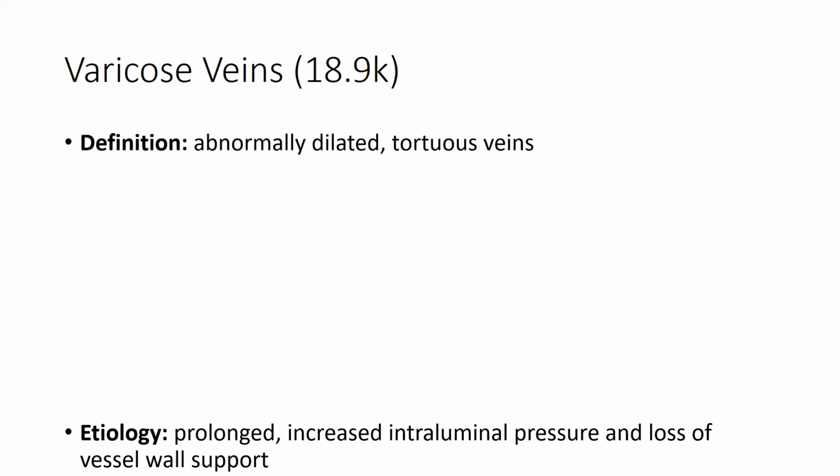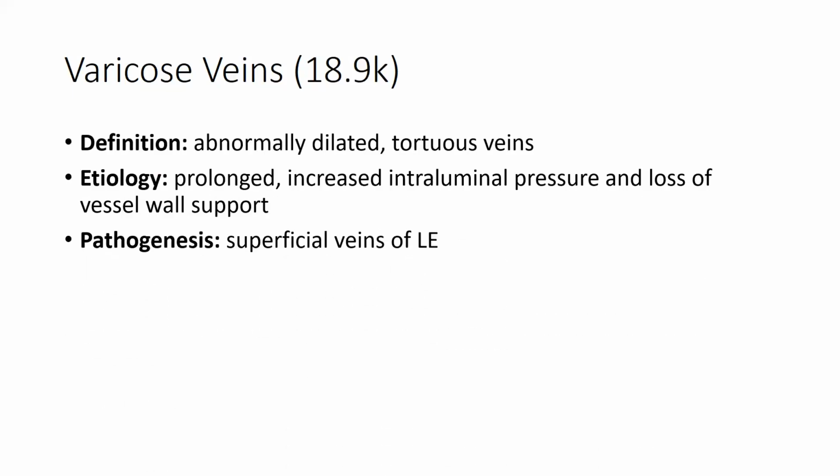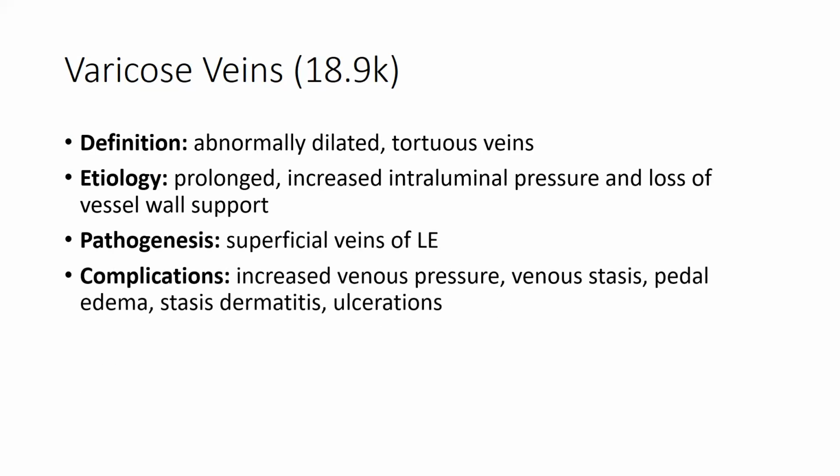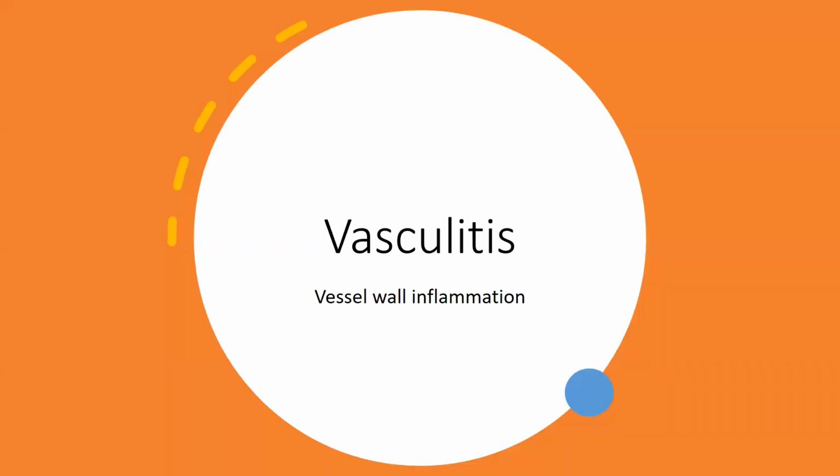Varicose veins. These are your abnormally dilated, tortuous veins. Really, the big piece here is these are superficial veins of your lower extremity. These are not the deep veins. That's why it's different than DVT. You'll see increased venous pressure, venous stasis, edema, stasis dermatitis, or ulcerations, right? You're having insufficient blood flow back up to the heart. Female gender, family history, obesity could all be risk factors, sedentary lifestyle, we could keep going. Some people just have the genetic predisposition to varicose veins.